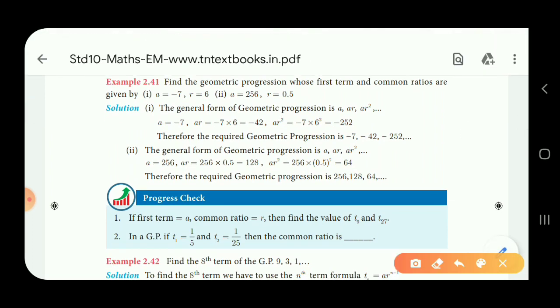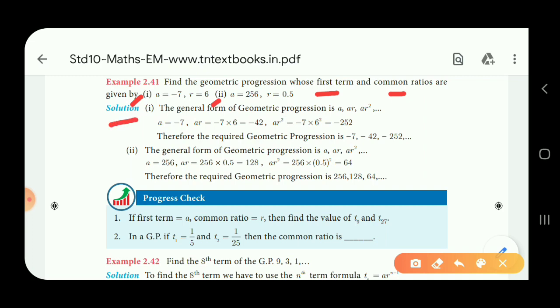Example 2.41. Find the geometric progression whose first term and common ratio are given by: first, a equal to -7, r equal to 6. Second, a equal to 256, r equal to 0.5. First you can see the solution.